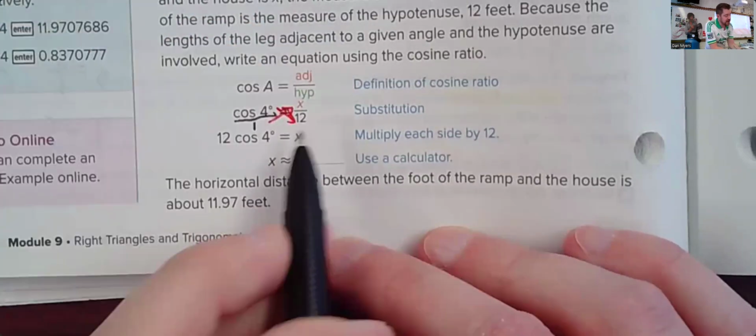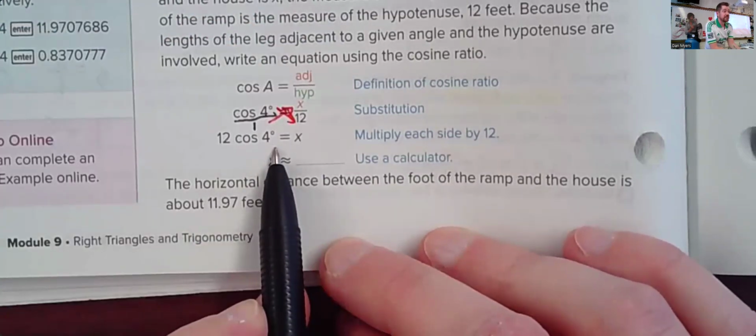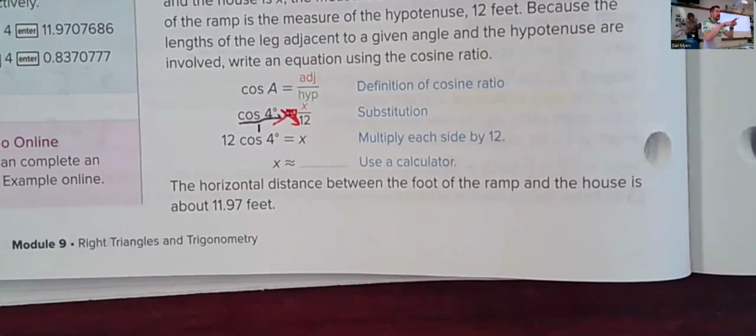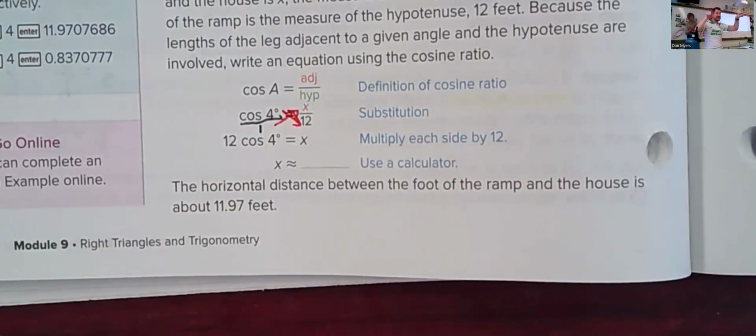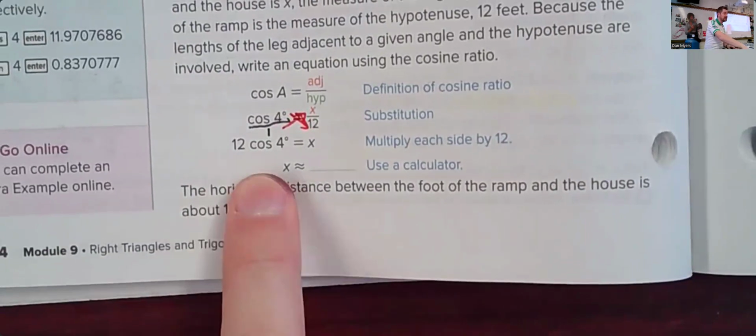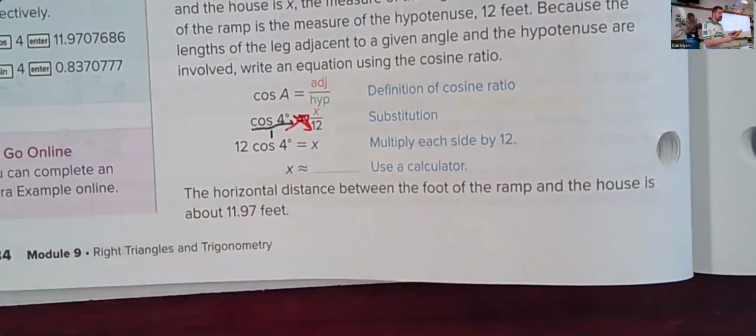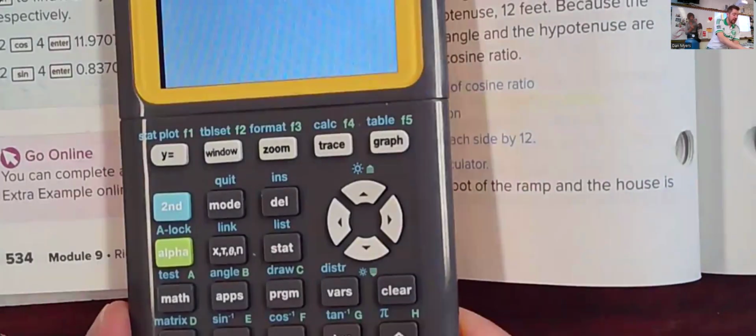Cosine of 4 times 12 is 12 times the cosine of 4. So the length between the edge of the ramp and the wall, the horizontal distance between the edge of the ramp and the wall, is equal to 12 times the cosine of 4. So on your calculators, all you have to do is type in 12 cos 4. That's it.